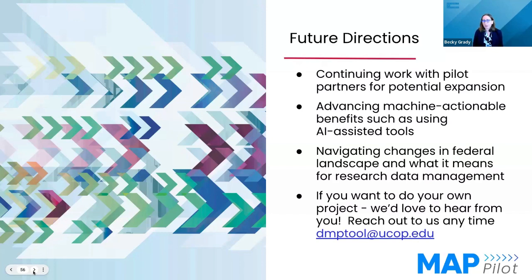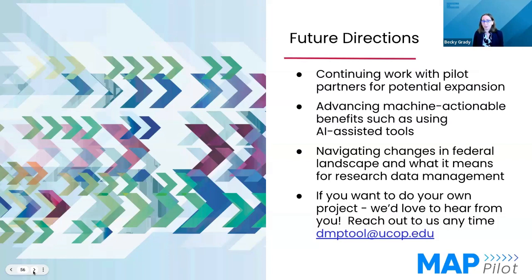And so there's a lot of these pilots that are continuing work that we'll be excited to partner with them on. We're advancing machine actionable benefits, such as using AI-assisted tools, both with ASU and other partners, looking at where we can use some of this newer technology to help in DMP writing and reviewing. We're also, as a team, navigating changes in federal landscape, which I know many people are dealing with right now. Don't have a lot of answers here, but it's certainly something that we're aware of and trying to figure out what that means for research data management and keep up to date with the latest policies and needs of researchers in regards to changing funding requirements.